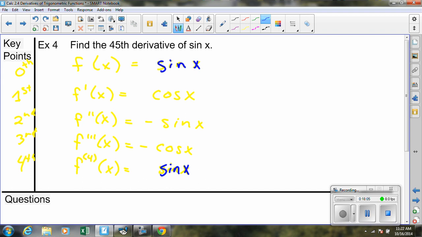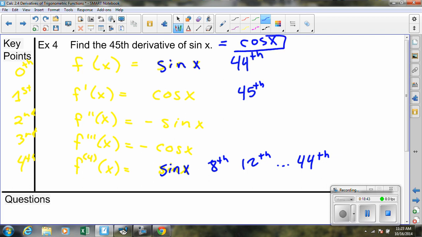Well, if we repeated this process, we would get the 8th derivative is also sine of x, and then the 12th derivative is also sine of x, and the 16th and 20th. Anything that is a multiple of 4 is going to wind up being the same function. Well, if we kept this process up, we would get the 44th derivative is the original. So if the 44th derivative is sine of x, then the 45th derivative is cosine of x. And we're done.